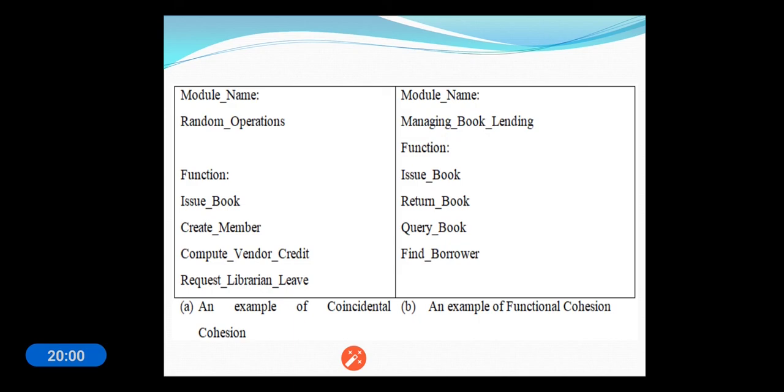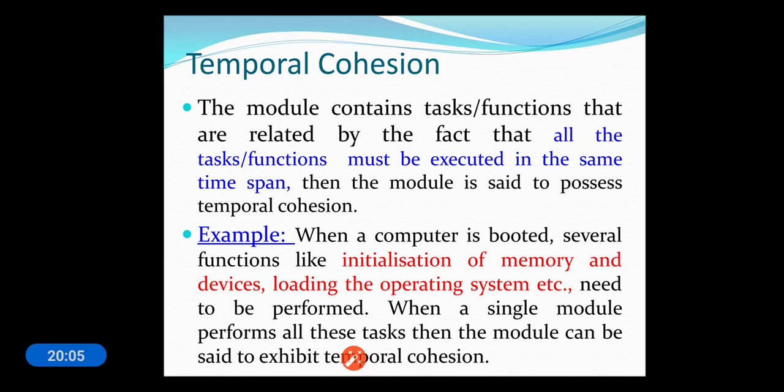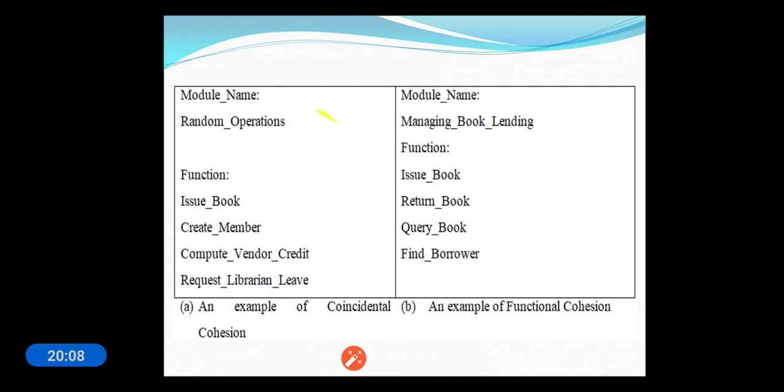Now see figure A. Here the module name is random operations, and in this module we have functions like issue book, create member, compute vendor credit, request librarian leave. Is there any relationship among these functions? Issue book is related to managing book lending. Create member is related to requesting the creation of a library membership.